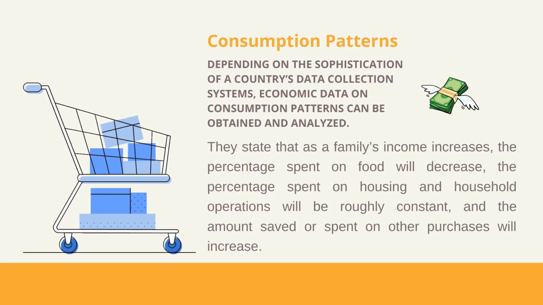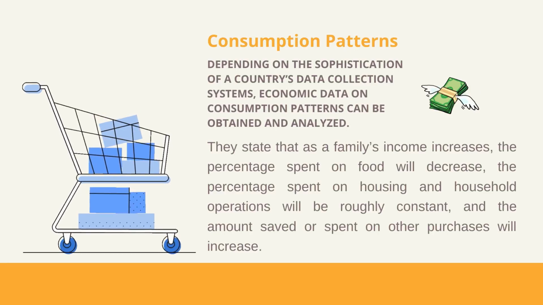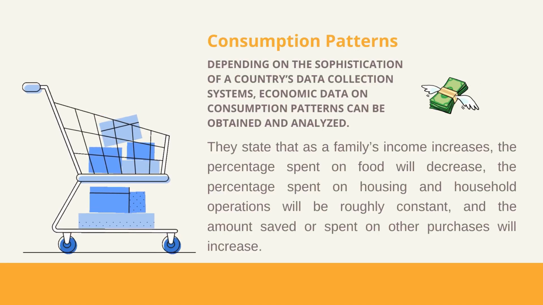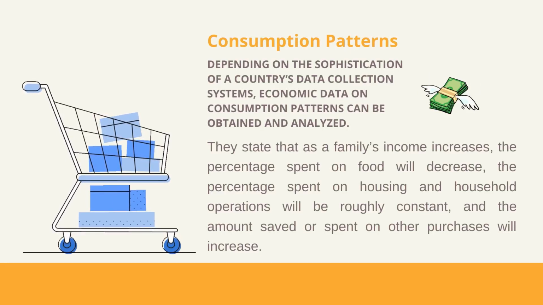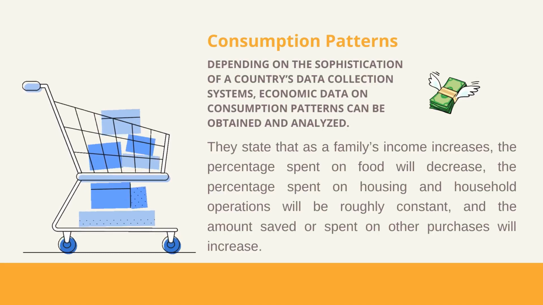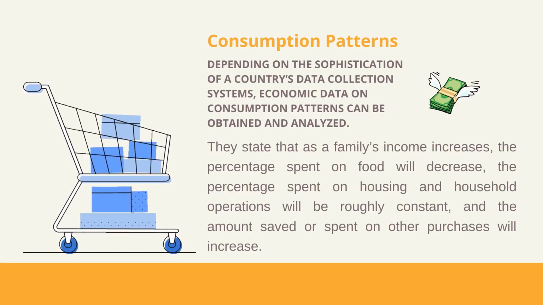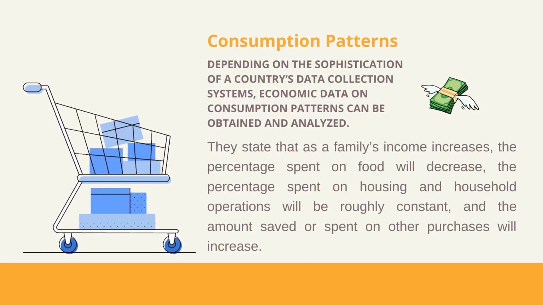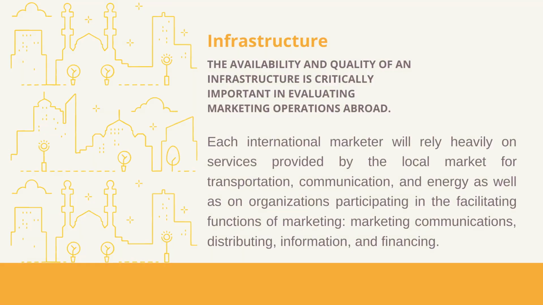Engel was a groundbreaking person in this topic, and he got laws that provided some generalizations about consumers' spending patterns and are useful generalizations when precise data are not available. They state that as families' income increases, the percentage spent on food will decrease. The percentage spent on housing and household operations will be roughly constant, and the amount saved or spent on other purchases will increase.